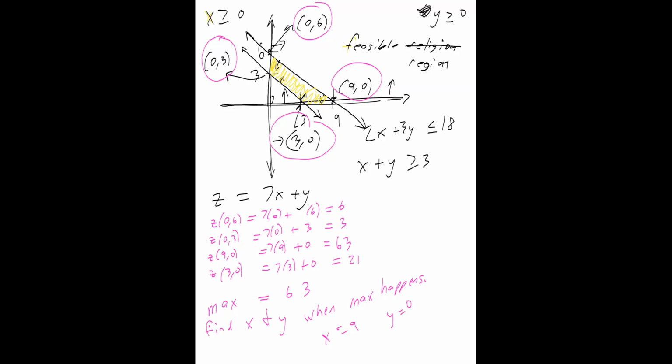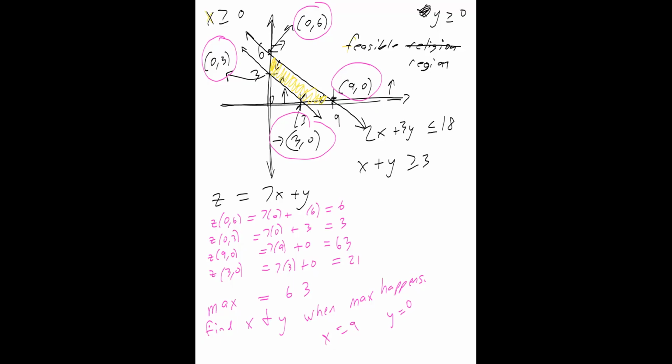If you're curious, you could also try any of the other points. Any point that would fall within that yellow region is also a feasible point. Like you could try this one right there, like 3, 1, for example. Well, what's 7 times 3? It's 21 plus 1 is 22. But it still wouldn't be bigger than that. You can try them all. None of them would ever be bigger than the max.